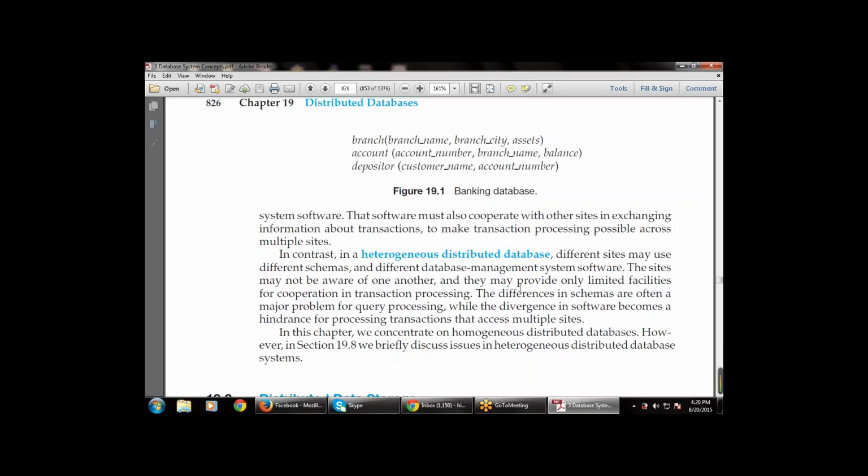In this chapter we concentrate on homogeneous distributed databases, that is, how to use similar databases, and how things work when different sites have different schemas and when different sites have the same schema and the same structure.